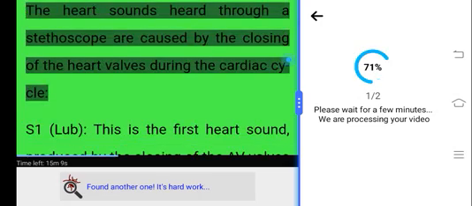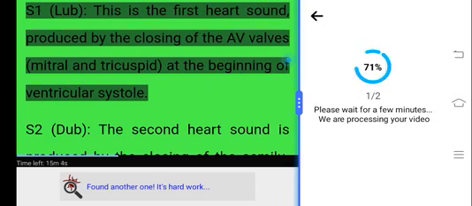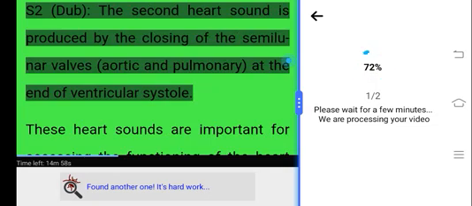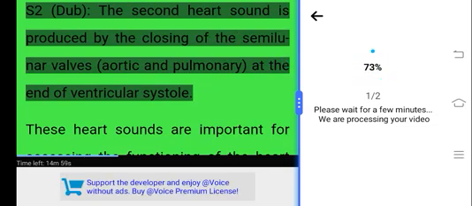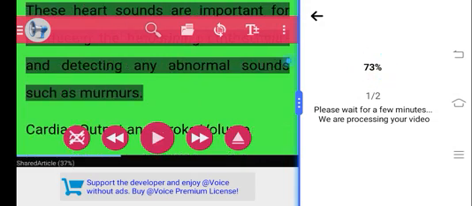Heart sounds. The heart sounds heard through a stethoscope are caused by the closing of the heart valves during the cardiac cycle. S1, "lub": this is the first heart sound, produced by the closing of the AV valves, mitral and tricuspid, at the beginning of ventricular systole. S2, "dub": the second heart sound is produced by the closing of the semilunar valves, aortic and pulmonary, at the end of ventricular systole. These heart sounds are important for assessing the functioning of the heart and detecting any abnormal sounds such as murmurs.